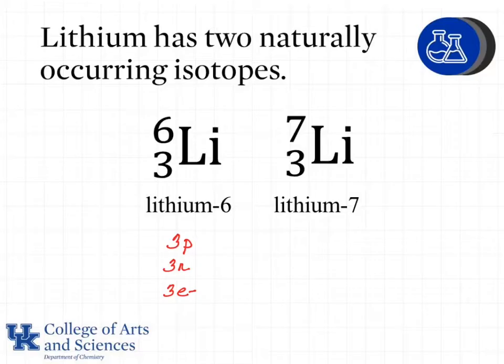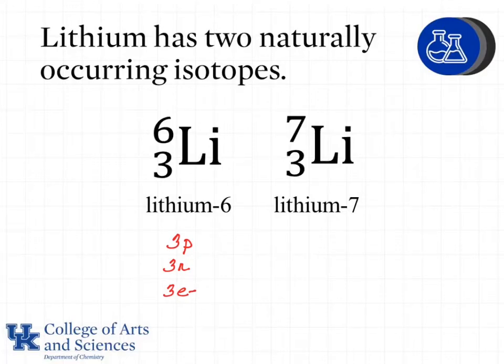So if we look at lithium-6, we see that it has 3 protons because it has an atomic number of 3. It has 3 electrons because it's a neutral atom, and it has 3 neutrons because the mass number is 6, and the number of protons plus neutrons must equal the mass number.